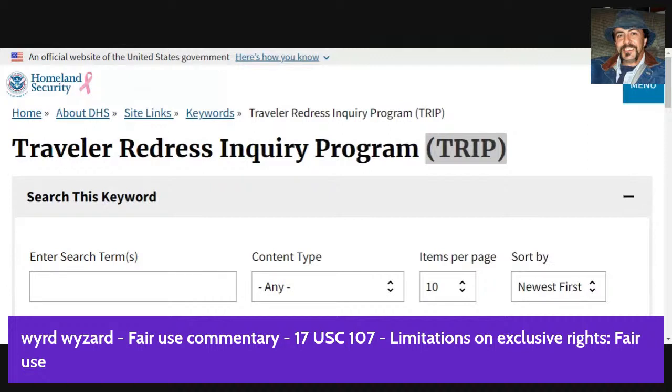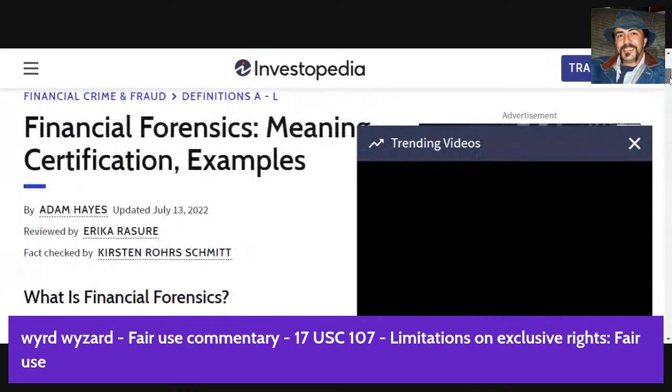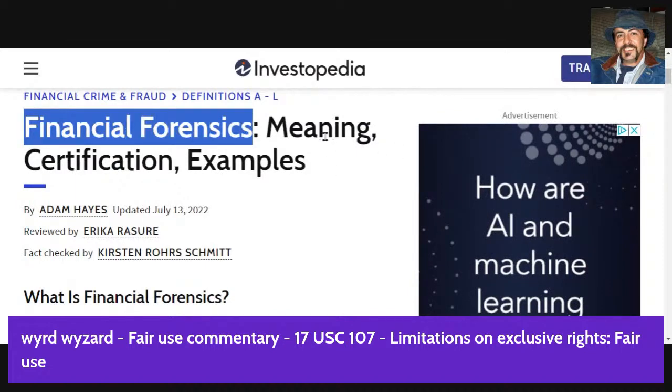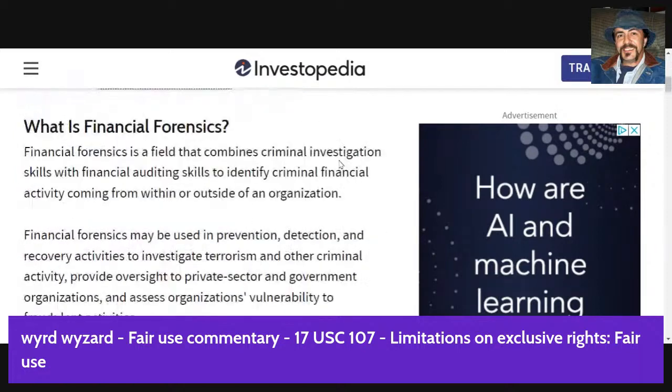The next one, we're going to Investopedia. Investopedia. Financial forensics, meaning, certification, examples.